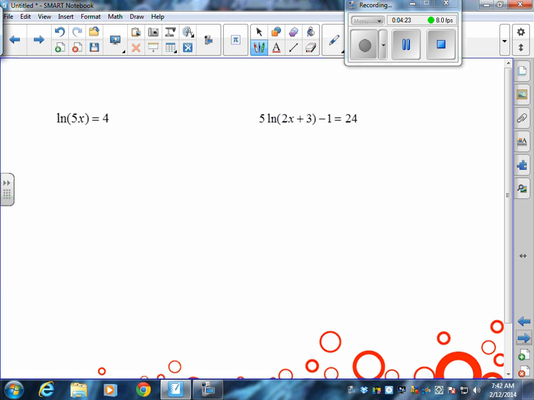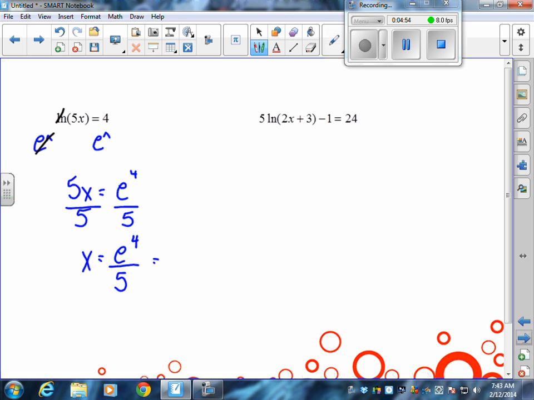We have the natural log of 5x equals 4. Now remember that the opposite or inverse of a natural log is e. So to get rid of a natural log, we want to do e to the. Well, e to the natural log cancels, and you get 5x equals, and we'll just leave that at e to the 4th right now. And then to solve for x, I would divide by 5. So if we're on the no calculator part of the test, you'd leave your answer as e to the 4th over 5.